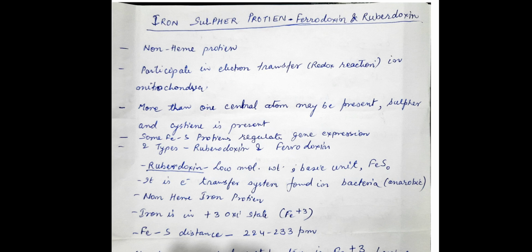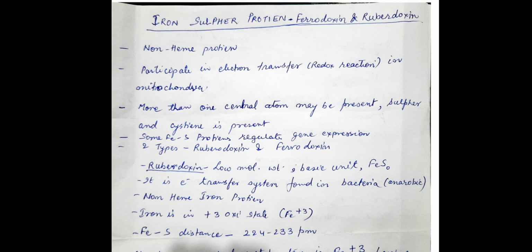Now, see the first slide. In the last video, I told you about the cytochromes A, B, C, and cytochrome P450 structure and function. Now, these iron-sulfur proteins have some general properties. Both ferredoxin and rubredoxin have general properties. They both are non-heme proteins. They participate in the electron transfer redox reactions performed in the mitochondria of the cell.